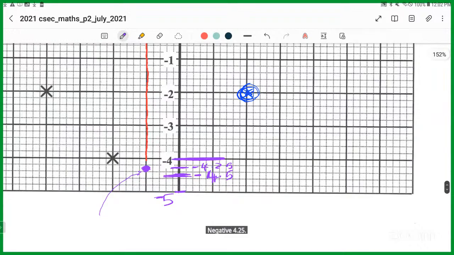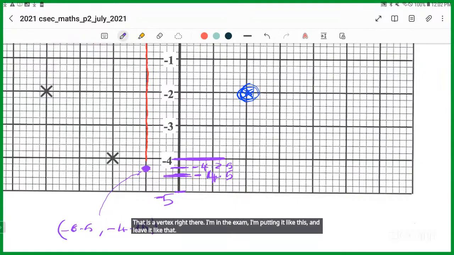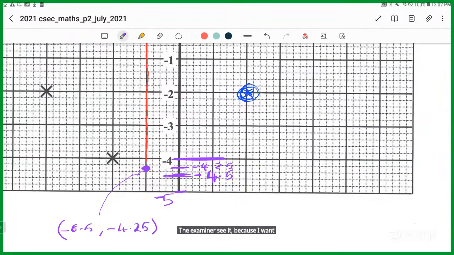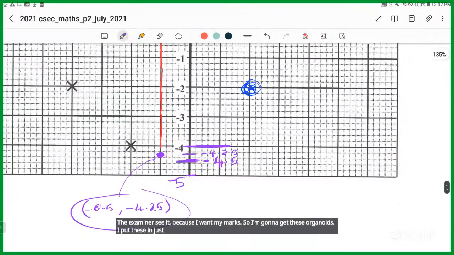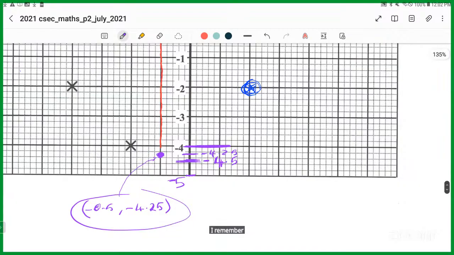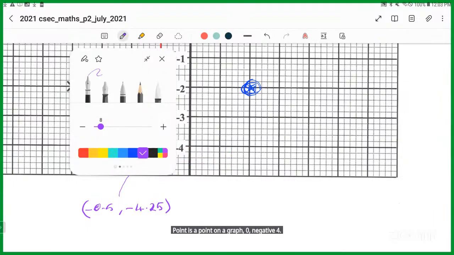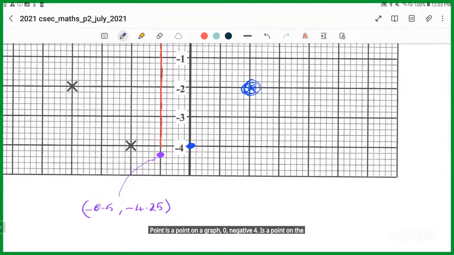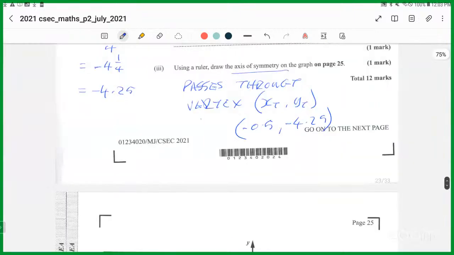That is your vertex right there. And in the exam, I'm putting it like this and labelling it like that. May the examiner see it, because I want my marks. So I'm going to take these out now. I put these in just to estimate where it was. Remember, we have a point here on the graph as well, right here: 0, negative 4. See there? 0, negative 4.